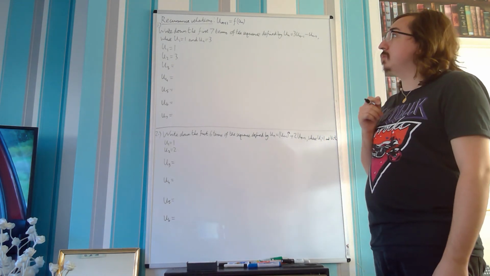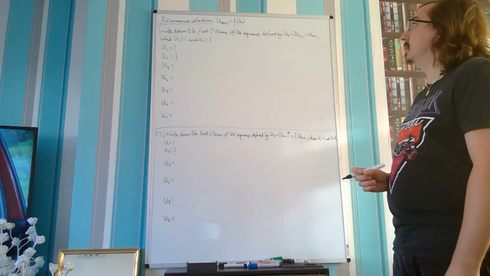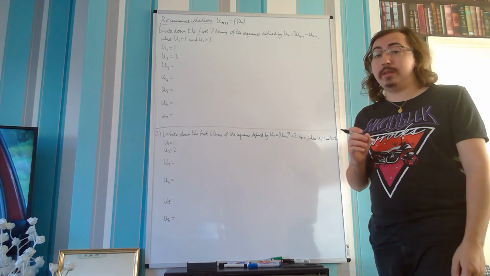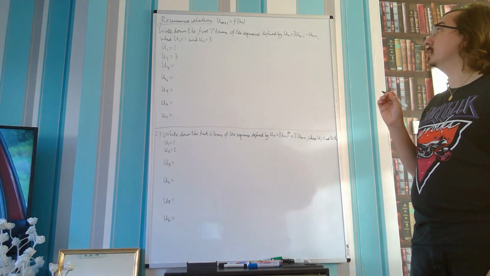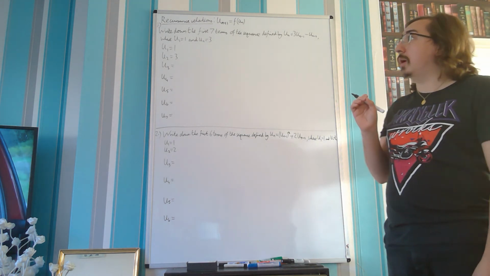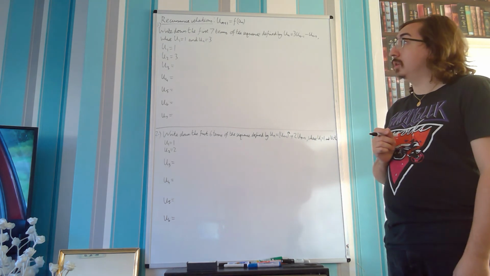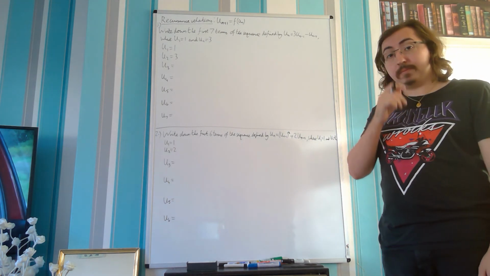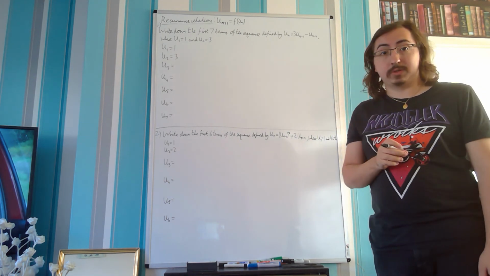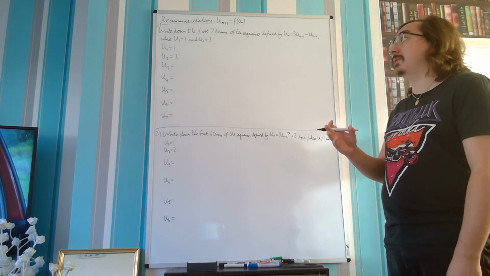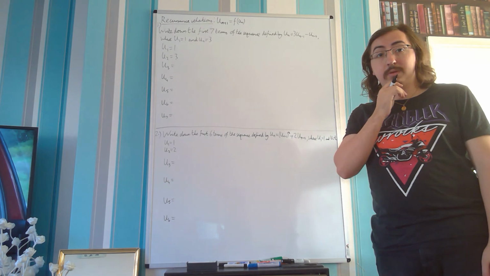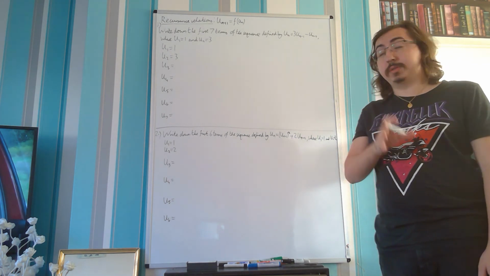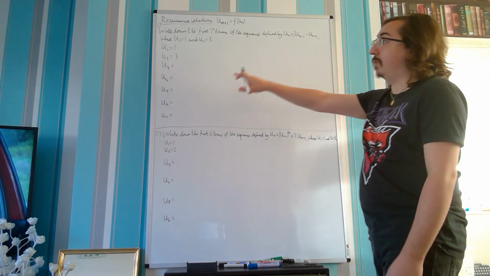So the first problem says write down the first 7 terms of the sequence defined by un is equal to 3 times un minus 1 minus un minus 2, where u1 is equal to 1 and u2 is equal to 3. So we're already given the first 2 terms. We want to find the first 7. So after listing those, we need to list terms 3 through 7. And all we need to do is just substitute in. So we have our formula.